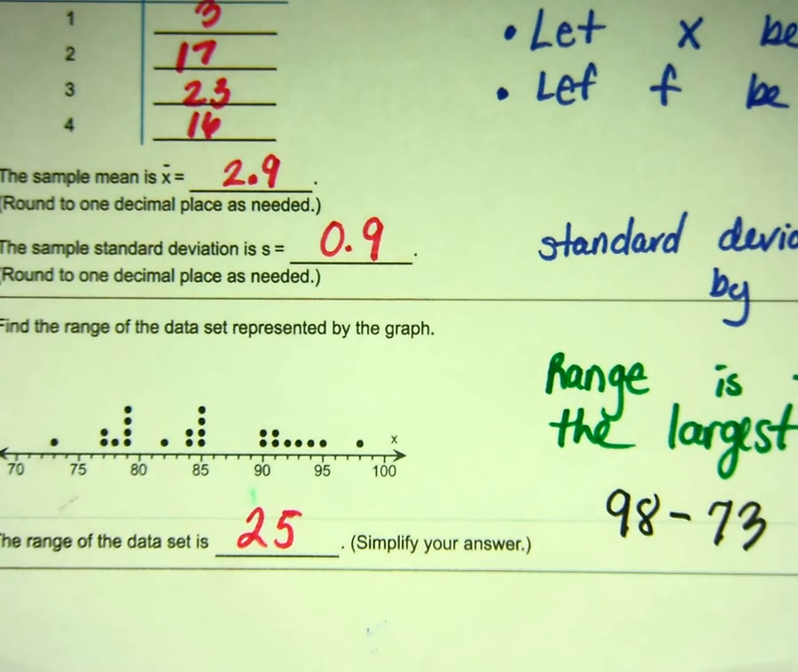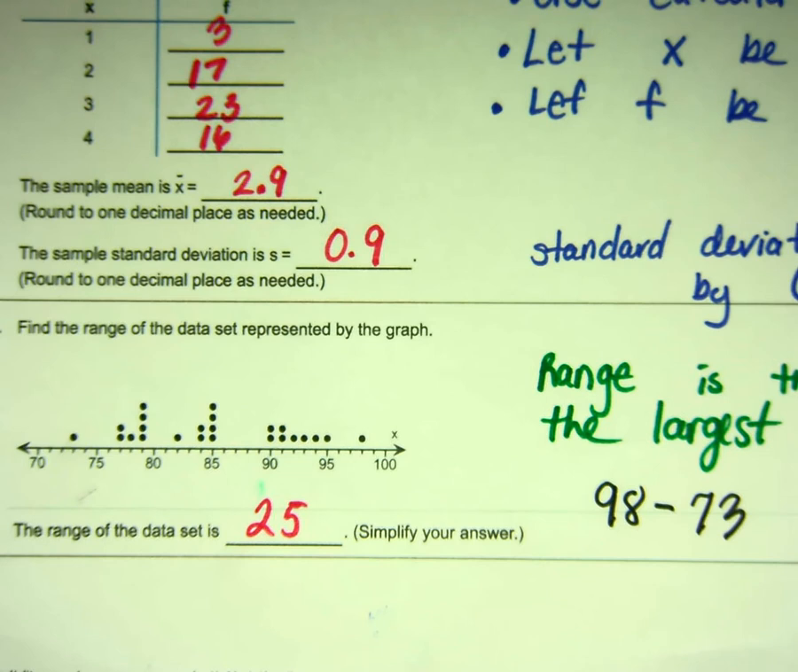So remember, the definition of range is the difference between your largest and your smallest. So we're looking at the dots, not what's actually listed for your range. So 98 minus 73 gives us 25.